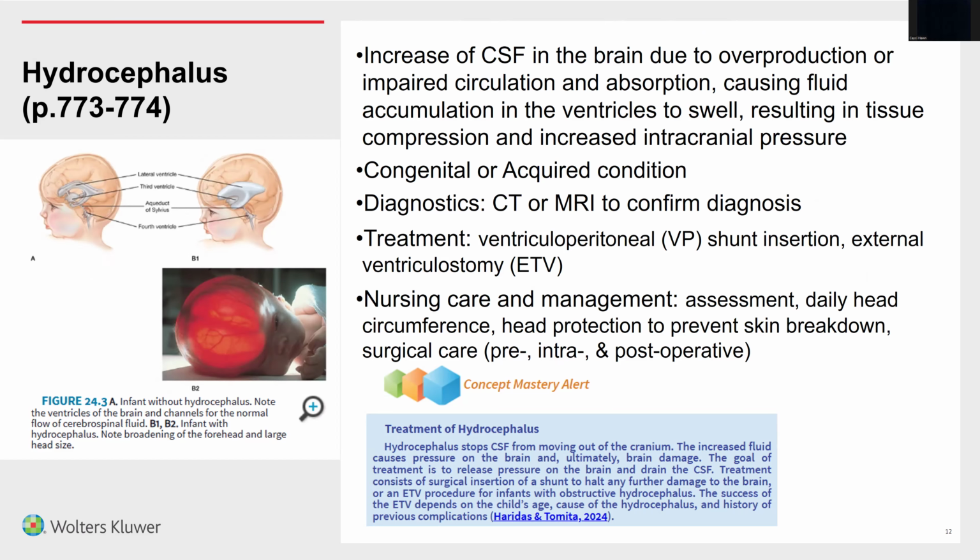And surgical care is going to include our pre-, intra-, and post-operative care, and we're going to provide lots of education to the parents and support as well.